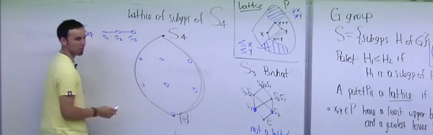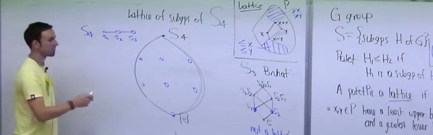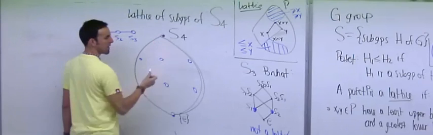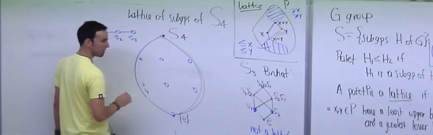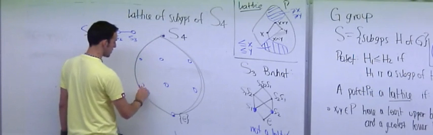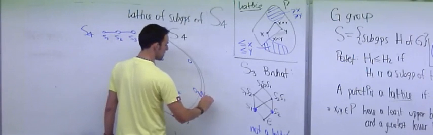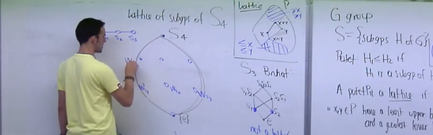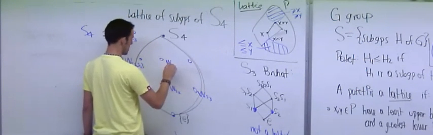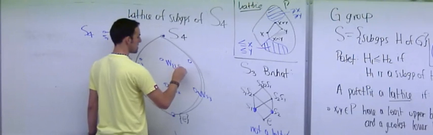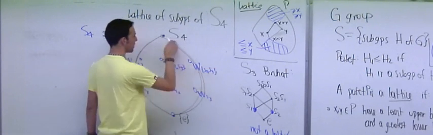This bottom guy is a parabolic subgroup, right? It's the one generated by the empty set. And this guy is parabolic, it's generated by everything. And then I have the one generated by S1, so W sub S1, W sub S2, W sub S3, and here's W sub S1, S2, W sub S1, S3, W sub S2, S3, and W sub everything.